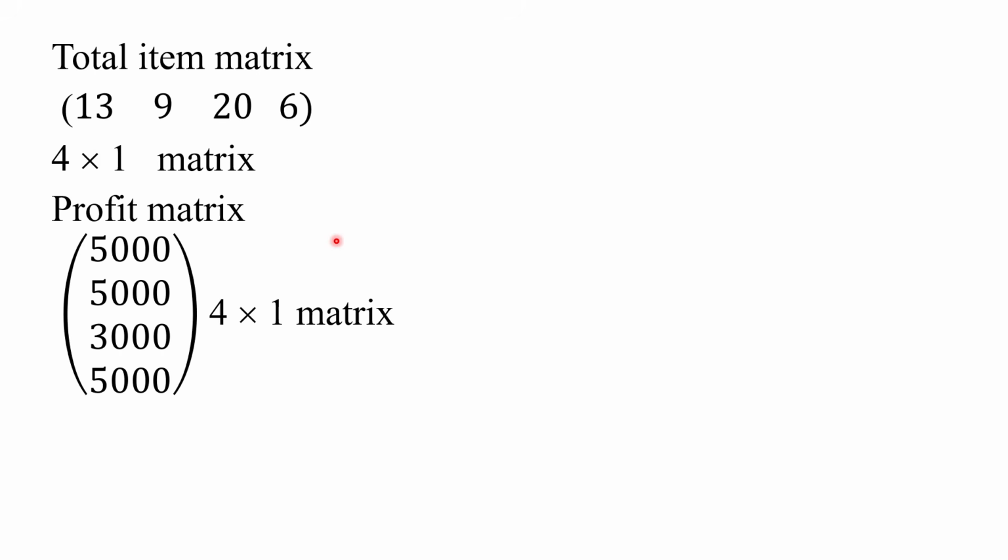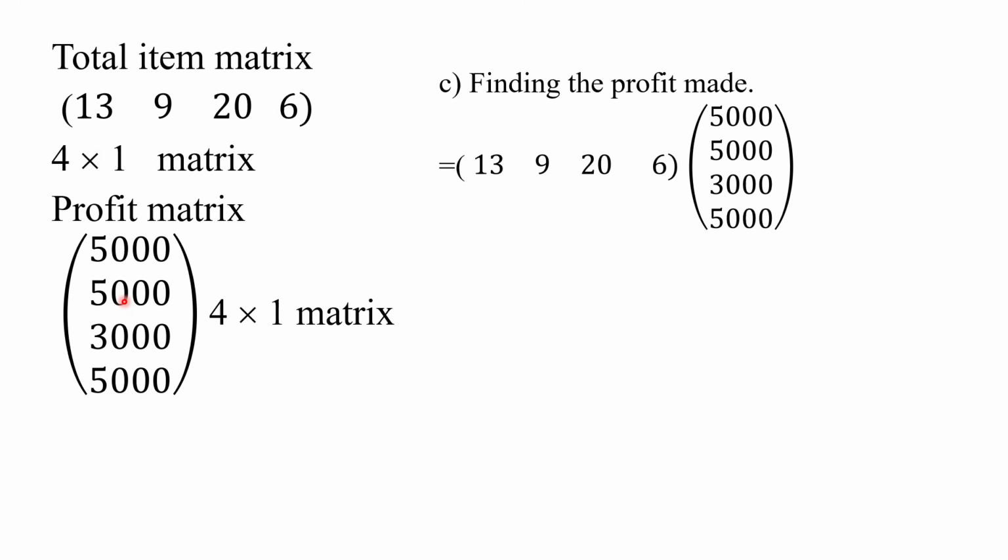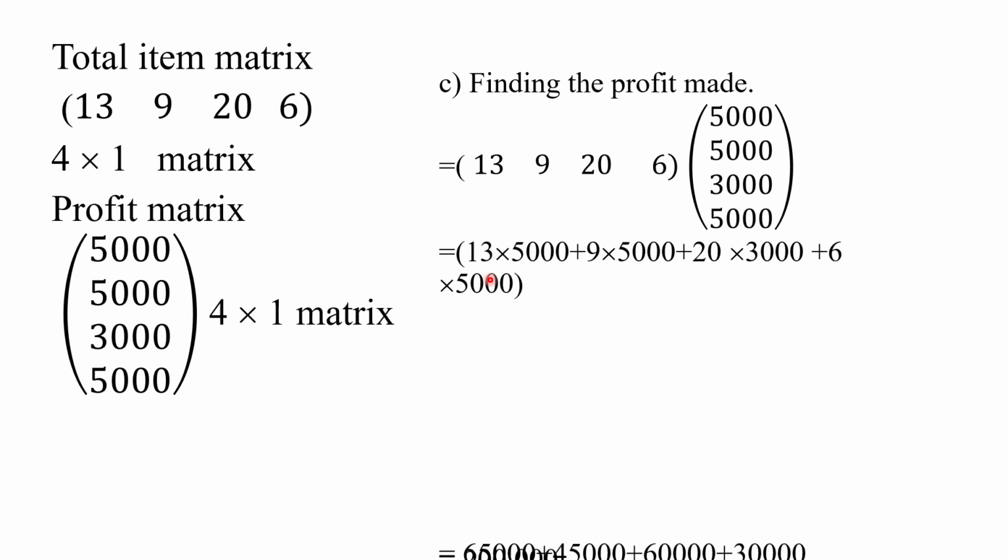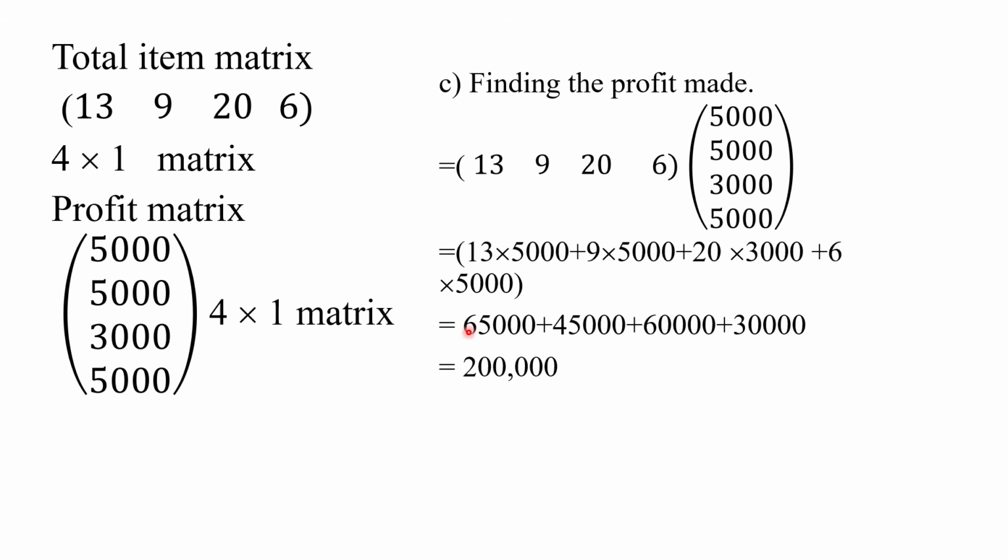Then here we want to find the profit. The total items bought are here, and then I have profit matrix, and then you come and you multiply. So here we shall come and we say that is 13 times 50, I have 9 times 5,000, I have 20 times 3,000, I have 6 times 5,000. And then here we get a total of 200,000. So make a conclusion. So he made a profit of 200,000.